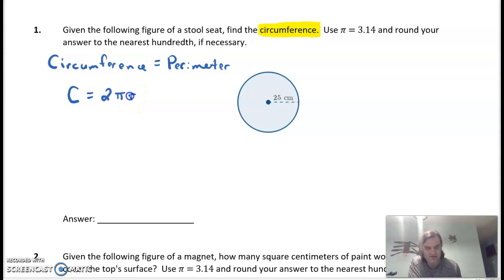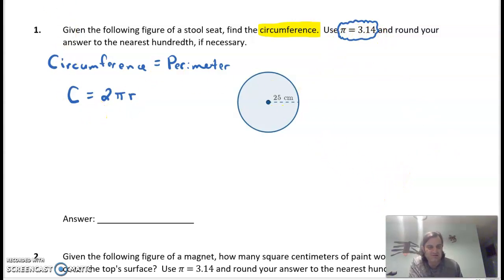If you're not familiar with pi, it's a constant number. Up here it tells us to use 3.14 for pi. So this is not a number you have to come up with, and most of your calculators probably have a pi button on them. But for this problem it tells us to use 3.14, so we're going to do that. So pi will always be 3.14.